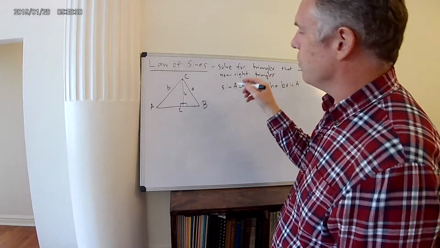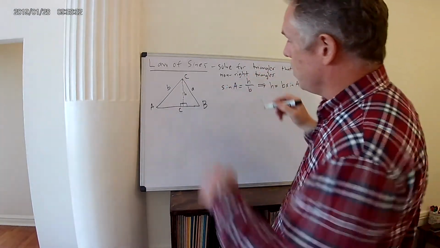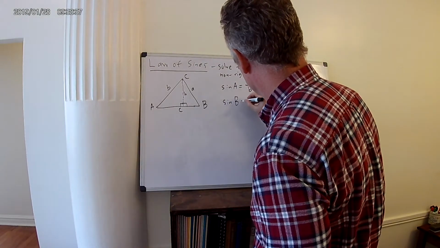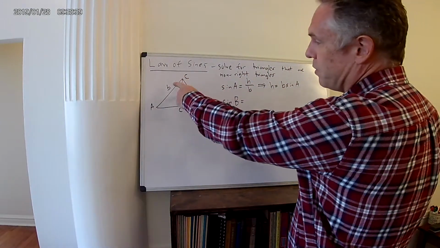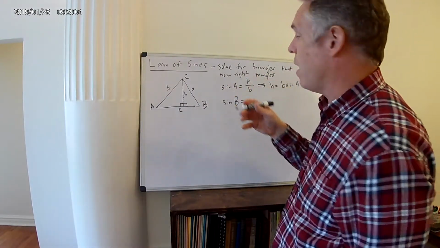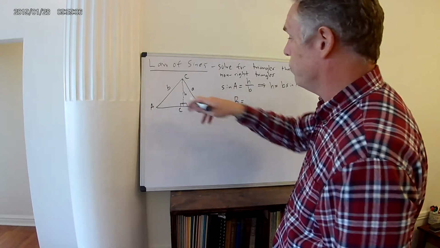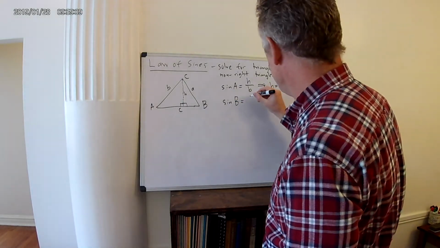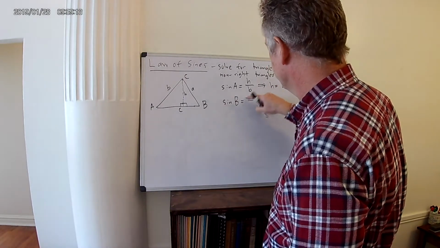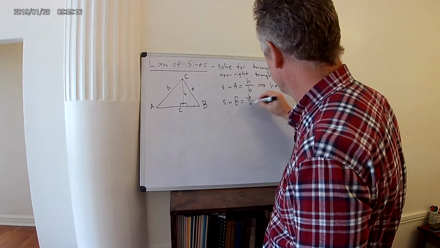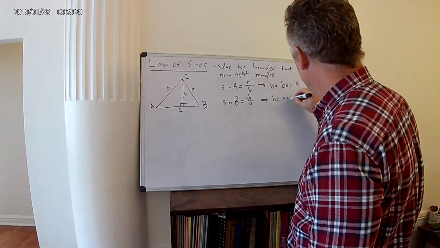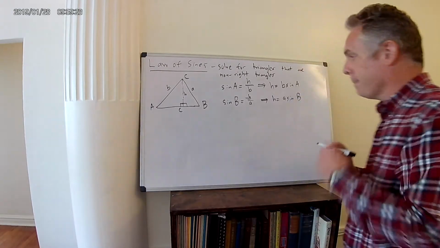But I can also jump over to this triangle, and take the sine of angle B. So sine of angle B equals the opposite over the hypotenuse. That's the definition of a sine on a right triangle. You have to have a right triangle, which we do here. We have two right triangles. Sine of angle B equals h over a. And if we solve this for h, we get a sine of B, okay.